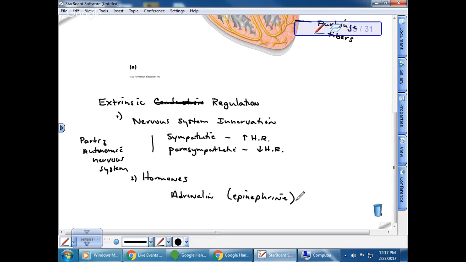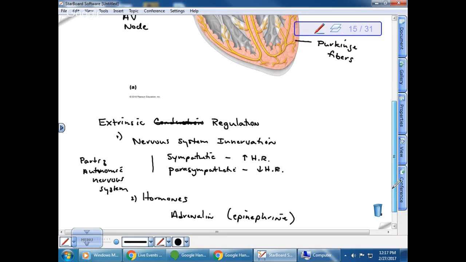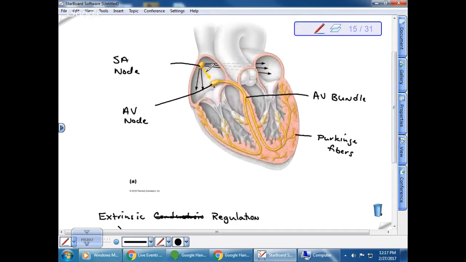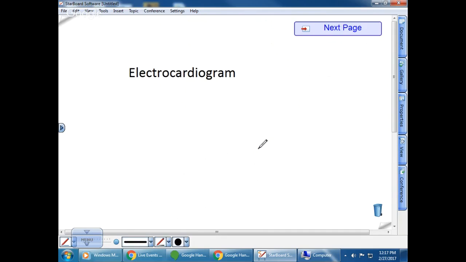Okay, so when we look at the excitation of the heart, we can look at how the electrical impulses move through the heart. And when we do that, we can measure it using an electrocardiogram. So this is abbreviated as ECG. That's an electrocardiogram. Now, sometimes they call this not ECG, but they call it an EKG, which is the same thing. So ECGs and EKGs are the same thing.